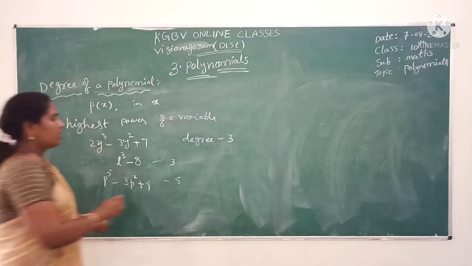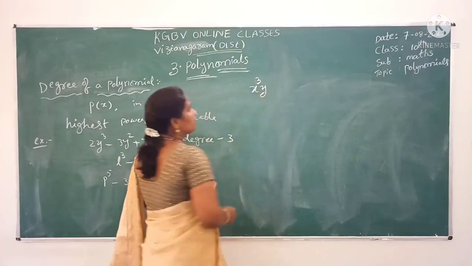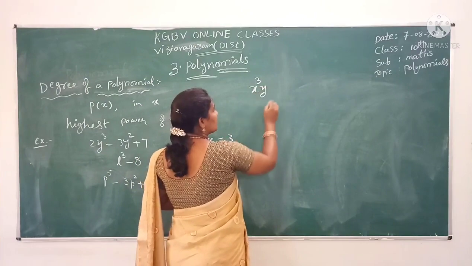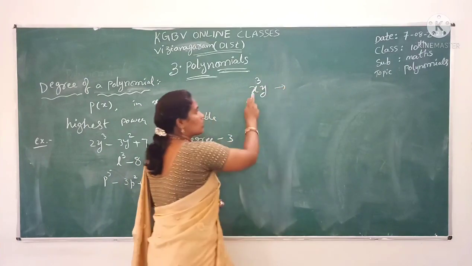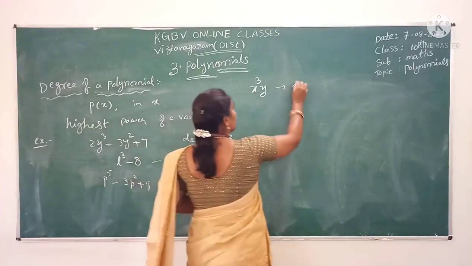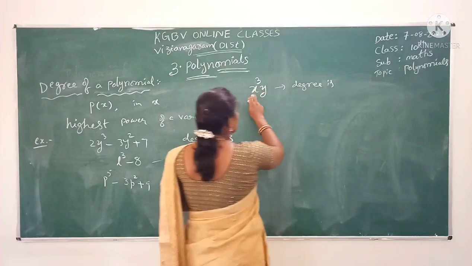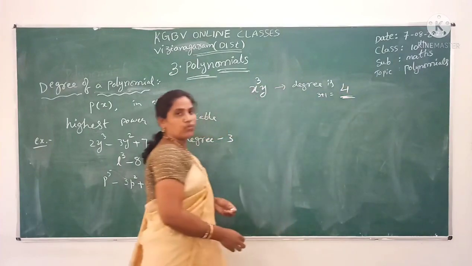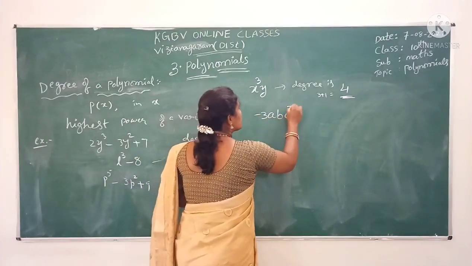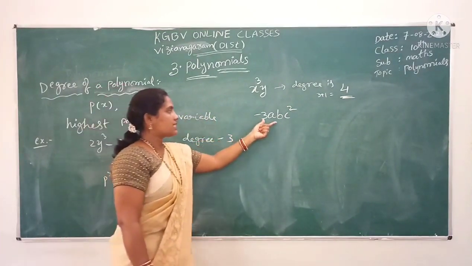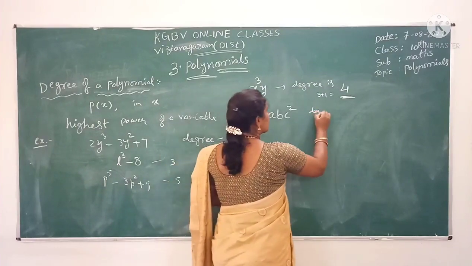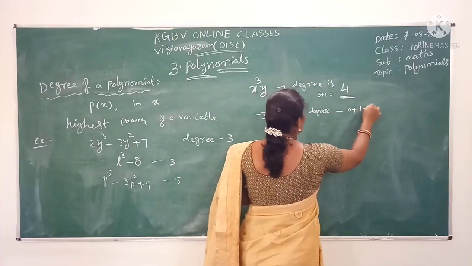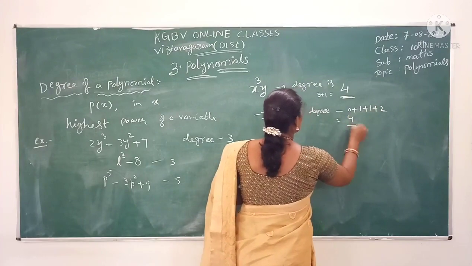In this polynomial, x cube y, we use variables x and y, the product of x and y. This polynomial uses two variables, x and y. The degree is the sum of the variable powers, that is 3 plus 1, so the degree is 4. Minus 3abc square: this is also a polynomial. The degree is 1 plus 1 plus 2, which is 4.